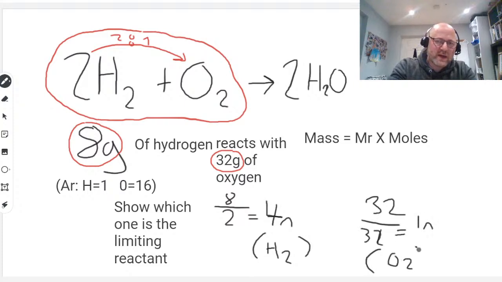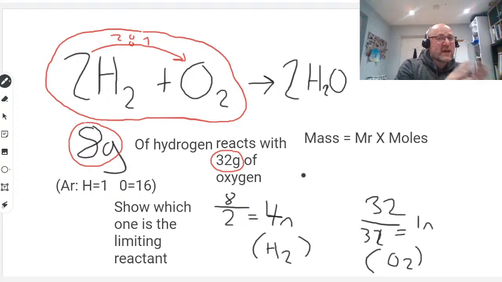Why is oxygen 32? Because it's O2, so it's 2 times 16. The atom is 16. A molecule of oxygen has a mass of 32. So 32 over 32 equals 1. So I've got 4 times the hydrogen than I needed the oxygen. I only needed double. So hydrogen's in excess, oxygen is limiting.